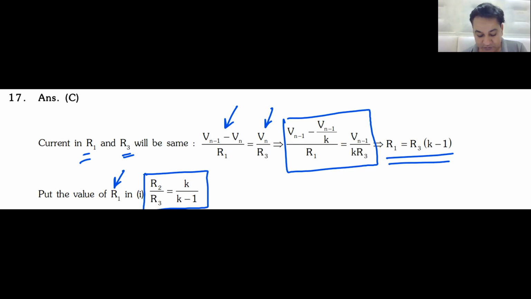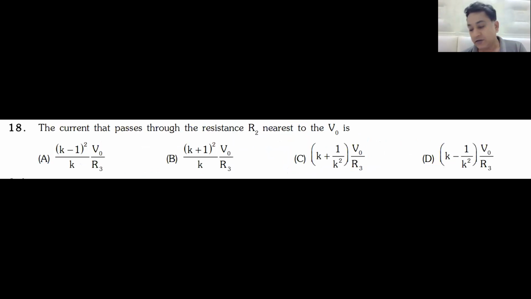Then I think this is the easiest one. The current which passes through the resistance R2, which is closest to V0. I'll give you a minute to do this.